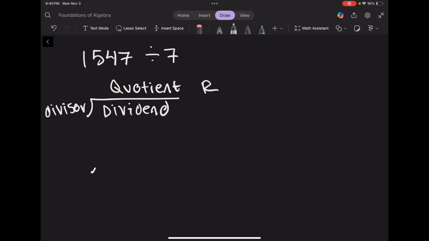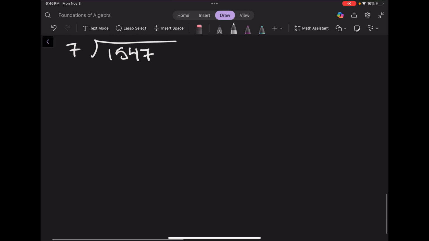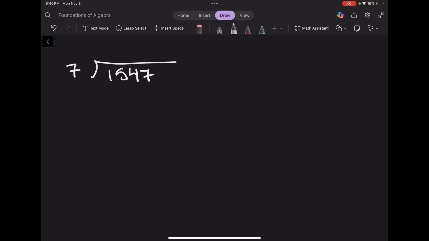So in this case, 1,547 is my dividend, my divisor is 7, and now we need to find the quotient. So I know it's a really big number, but trust, we're going to work through it. And yeah, so the first question is not how many times can we put 7 into 1547. That is the ultimate question, but we don't know that off the top of our head, so we need to start small. Can 7 go into 1?